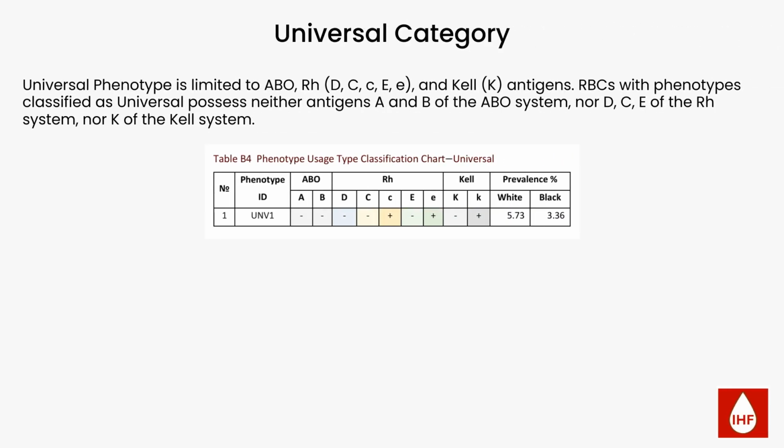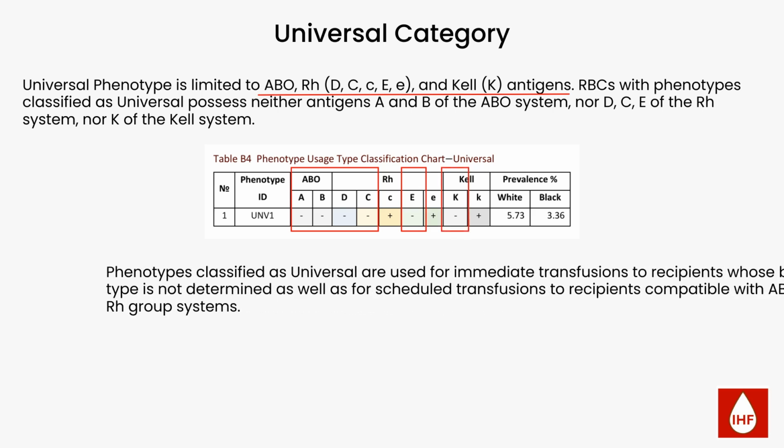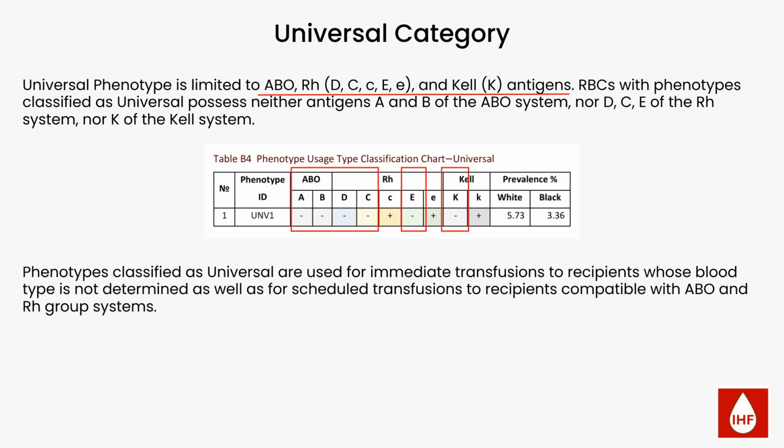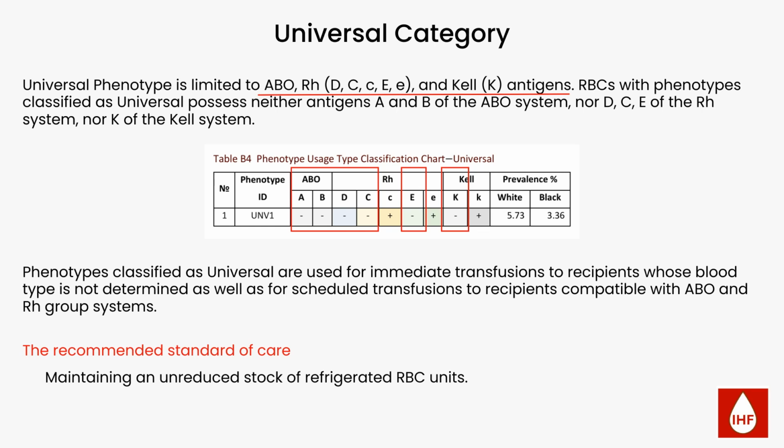The well-known universal category is first. Universal phenotype is limited to ABO, Rh, and KEL antigens. RBCs with phenotypes classified as universal possess neither antigens A and B of the ABO system, nor D, big C, and big E of the Rh system, nor K of the KEL system. Phenotypes classified as universal are used for immediate transfusions to recipients whose blood type is not determined, as well as for scheduled transfusions to recipients compatible with ABO and Rh group systems. The recommended standard of care for the universal category is maintaining an unreduced stock of refrigerated RBC units.